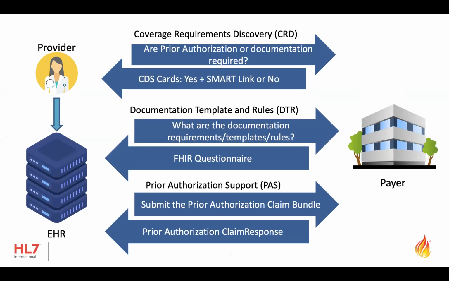The documentation rules, template and rules data flow is, if there are requirements, please send them to me. And the payer then responds by returning a FHIR questionnaire. So prior authorization support is the last one in this chain of interchanges. The DTR constructs a prior authorization claim bundle, sends that to the payer. The payer then takes a look at that bundle, pulls out the pieces that it needs, applies whatever rules it has, and returns a prior authorization claim response. Next slide.